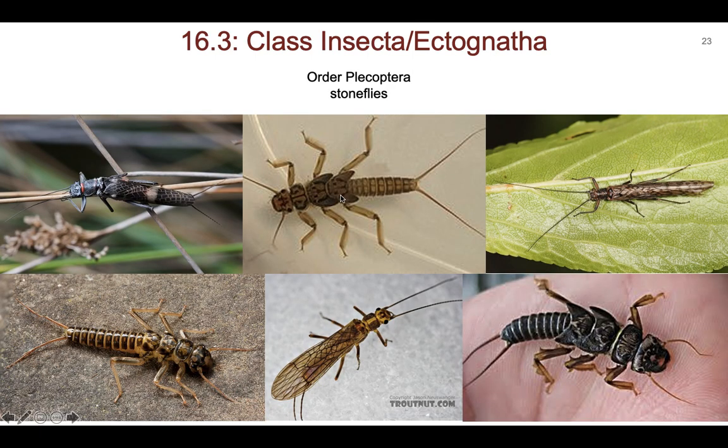Then we have the Stoneflies. You've probably seen these in Gen Bio as well because they are important aquatic invertebrates. This is their nymphal stage that's aquatic, and then their terrestrial flying adults. And you can see a lot of these out now. They're one of the first insects that come out in the spring. They can still come out when the snow's on the ground. And these are in the water all year long, but they may be overwintering.